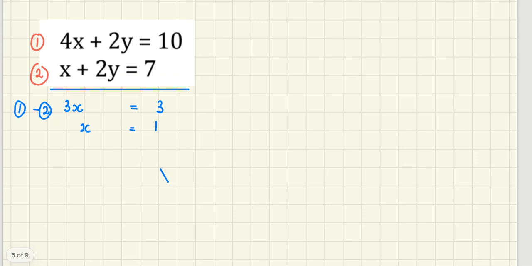Now we're going to substitute that in. Which equation would you use? Which one would you choose? Second one, okay? So we're going to use number 2. That's why I have 1s and 2s. Keeps it very clear what I'm doing. So I'm going to use x equals 1, so then 1 plus 2y is equal to 7, because x is 1 now. What does that make? 2y has to equal 6, therefore 1y has to equal 3.